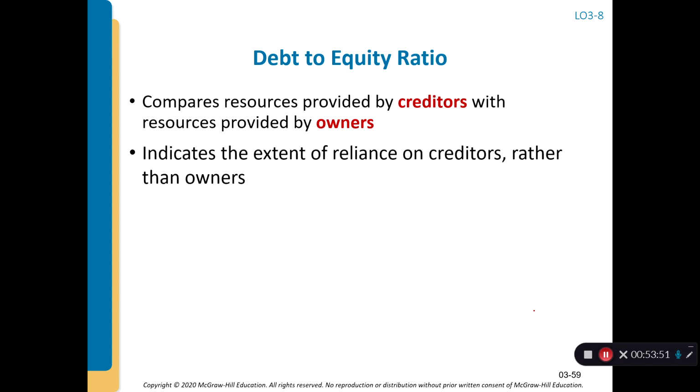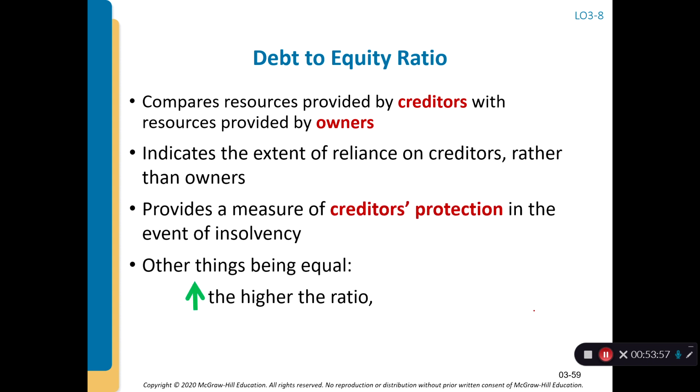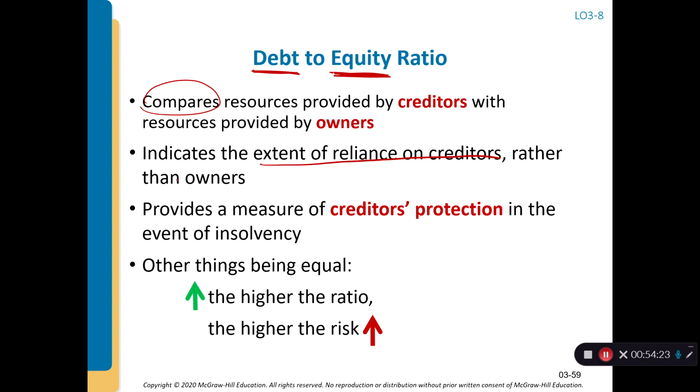So now let's specifically look at the debt to equity ratio. So the company's resources provided by creditors is basically compared, right? How much resource comes from the debt holder, how much resources come from the stockholder, right? So it compares who is providing more resources. And this ratio indicates the extent of the reliance on the creditor rather than the owner, because the higher this ratio is, the higher the leverage of the company.